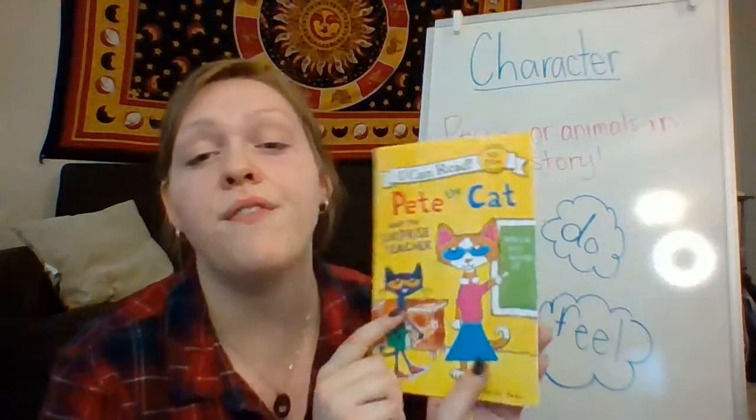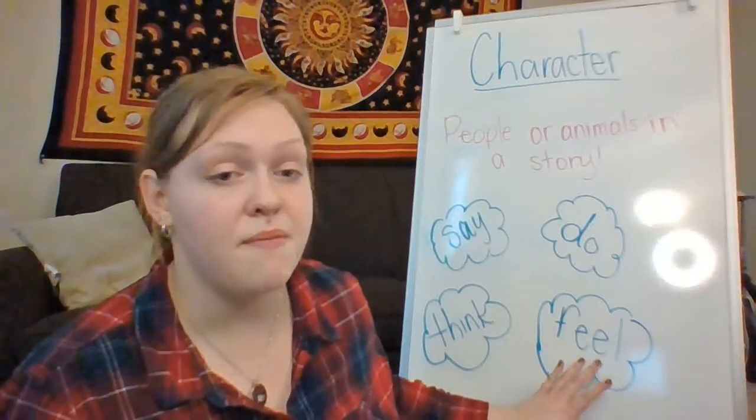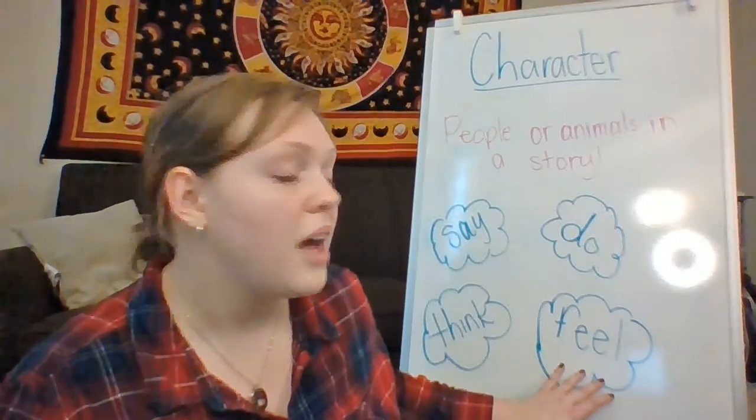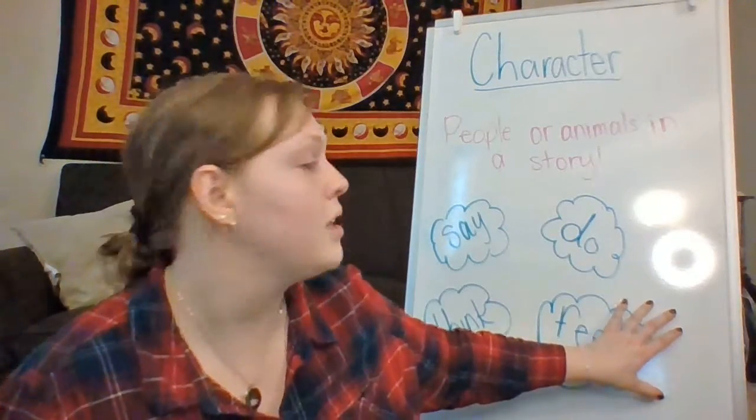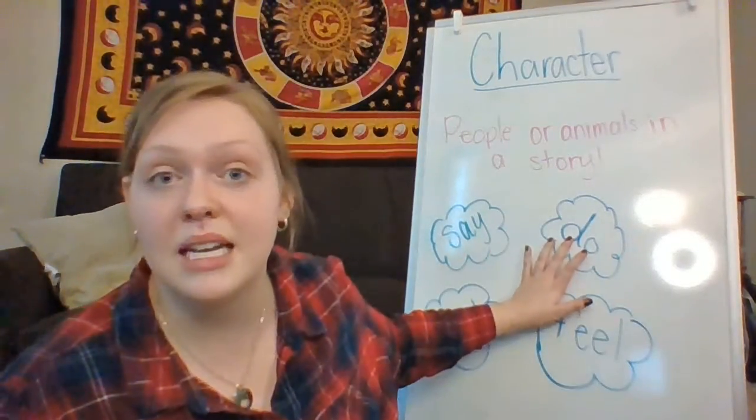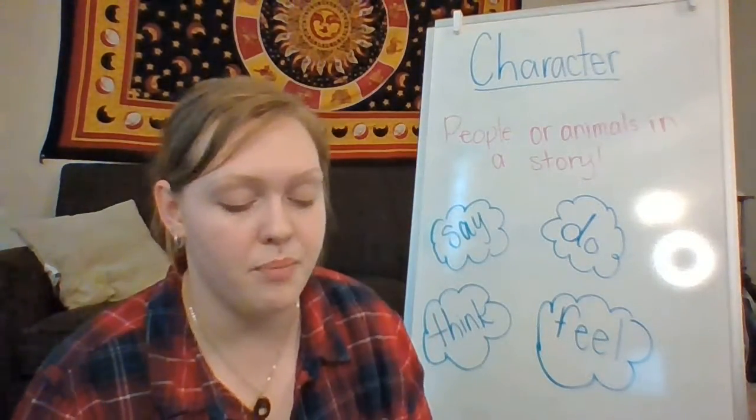So if we take a look back in our book, we can find some things that they said, did, and felt throughout. A lot of times when we look at how they felt, we have to look at pictures and other things, but we can find what they said and did in the story. So let's go ahead and find something that maybe Pete the cat said.